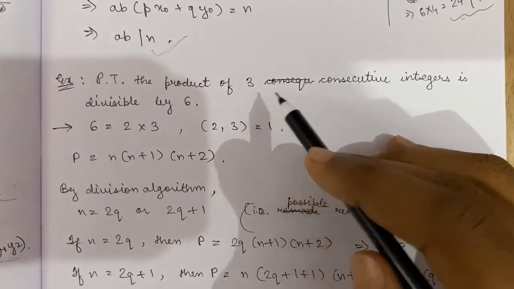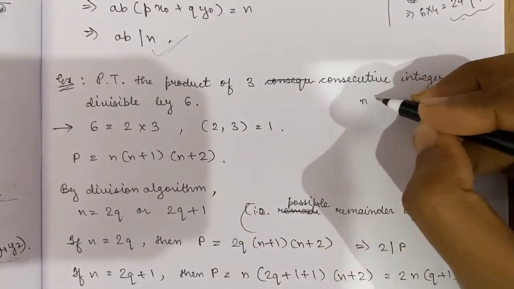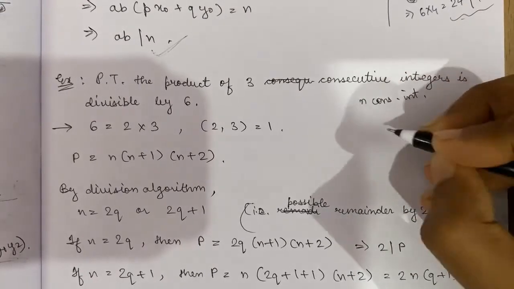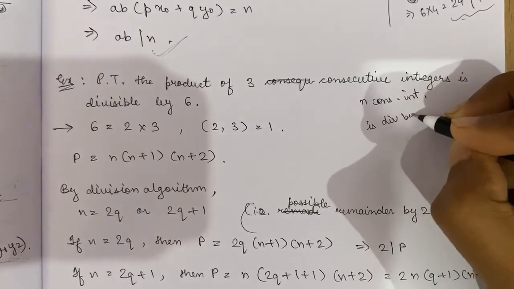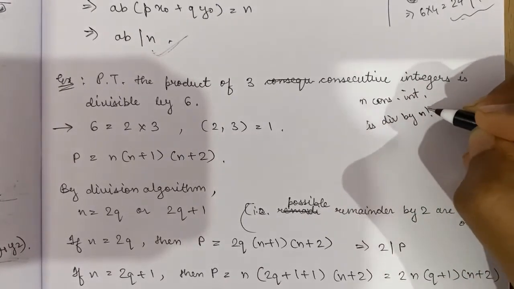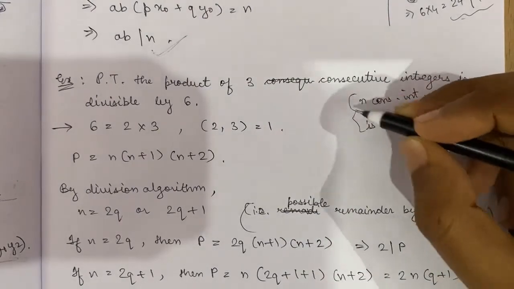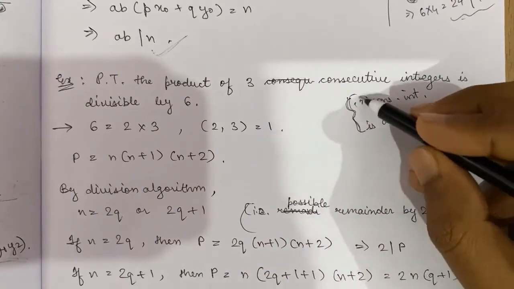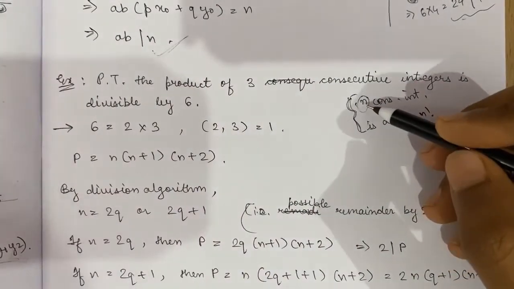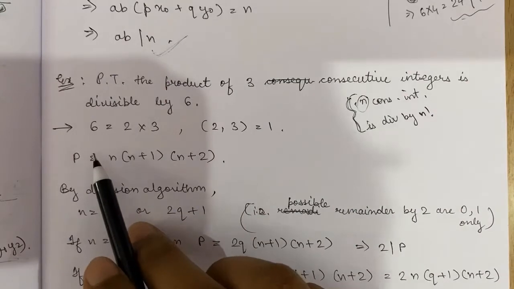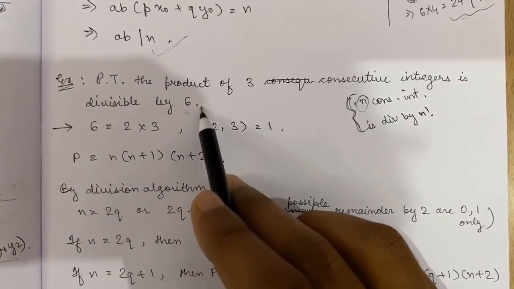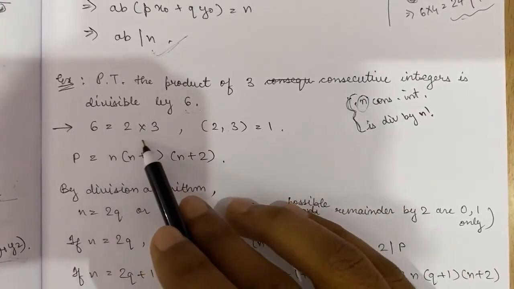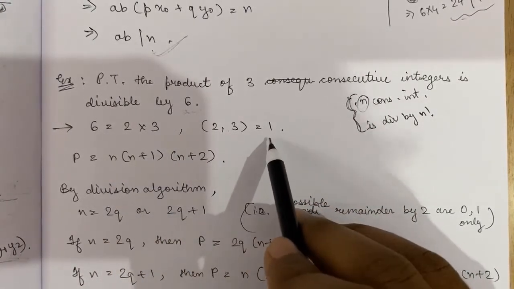The product of any n consecutive integers is divisible by n factorial. You can try to prove this property on your own. Right now we will only look at an example of this property, which is for n equal to 3. So we need to prove divisibility by 6. So we divide 6 into 2 factors which are co-prime. So 6 equal to 2 times 3, and 2 and 3 are co-prime.